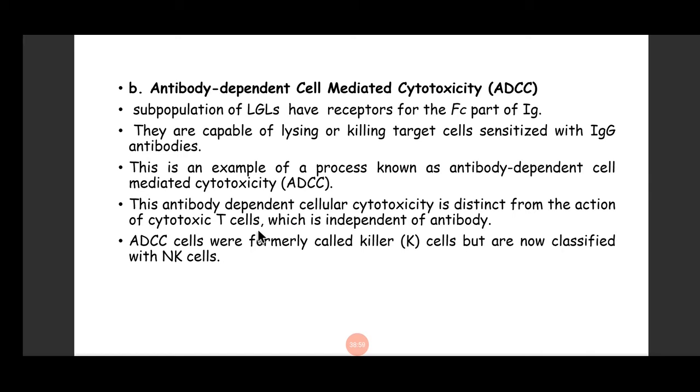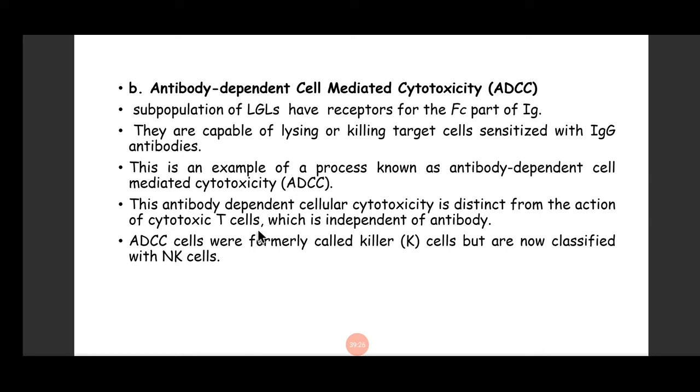Some of the T cells, some of the cytotoxic T cells, instead of acting by the T cell receptor, act by having an antibody receptor on their surface. Normally the T cells have a T cell receptor, and antigen will bind to the T cell receptor with the help of MHC molecule, and they will become active. But some T cells have a receptor for the Fc part of immunoglobulin.